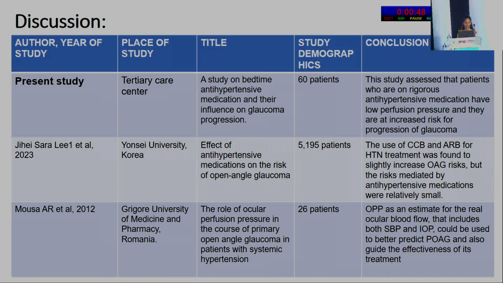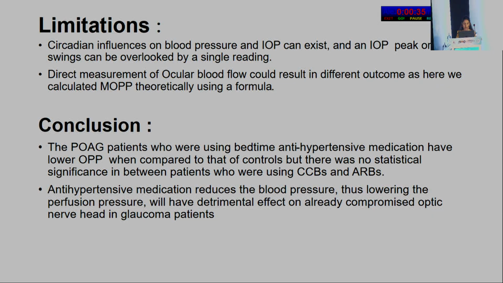Coming to the discussion, Mosaic et al. concluded that OPP as an estimate for the real ocular blood flow that includes both SBP and IOP could be used to better predict POAG and also guide the effectiveness of its treatment.